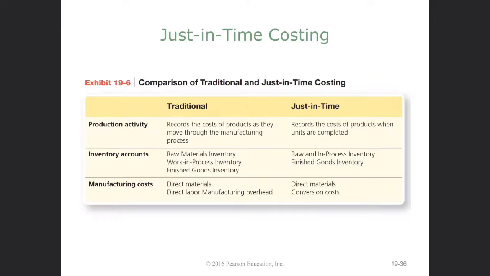For just-in-time, the production activity records the cost of products when units are completed. Cost is recorded when units are completed. And inventory accounts used are raw and in-process inventory and your finished goods inventory account. For just-in-time, your manufacturing costs are direct materials and conversion costs.